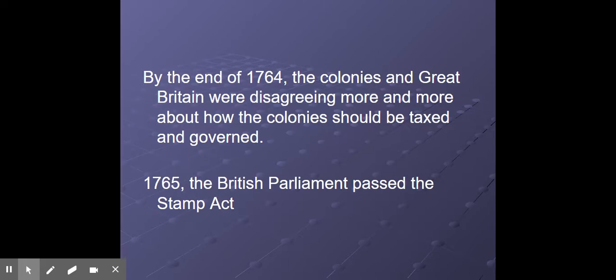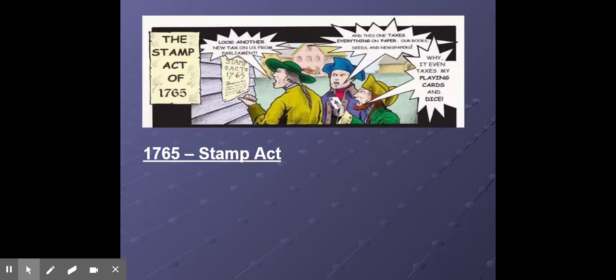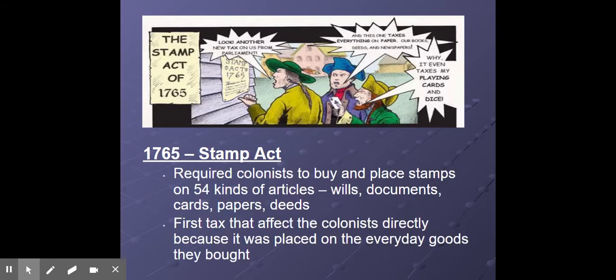Okay? Now, what the Stamp Act does is it is a piece of paper, it is a stamp. The stamp itself is the tax, and the stamp itself is put on any papered goods. Okay, so 1765, we get the Stamp Act. It required colonists to buy and place these stamps on 54 kinds of articles: wills, documents, cards, papers, and deeds. Basically, anything that was made out of paper had this stamp on it.